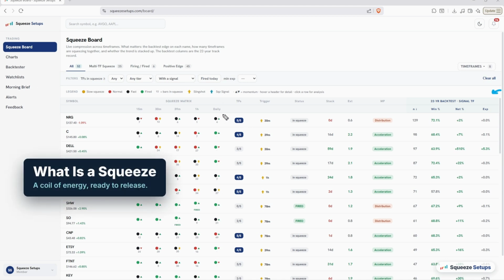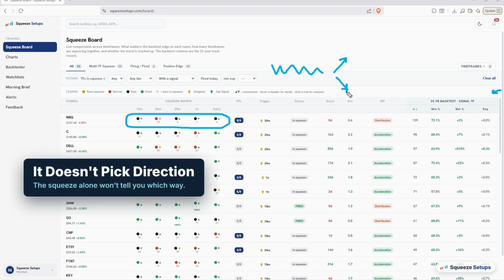We started the conversation with discussing what is a squeeze. A squeeze is simply a period of consolidation where energy is starting to build up and we're looking for that energy to be released one way or the other. What a squeeze doesn't tell us, however, is which direction it's likely to fire, which direction that energy is building or coiling and gearing us towards, and what is the overall trend doing.